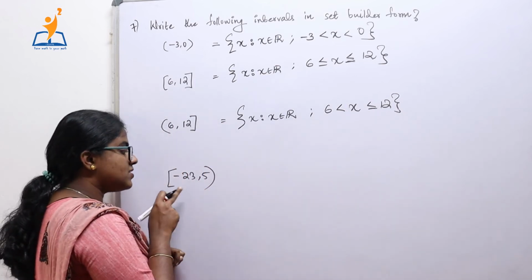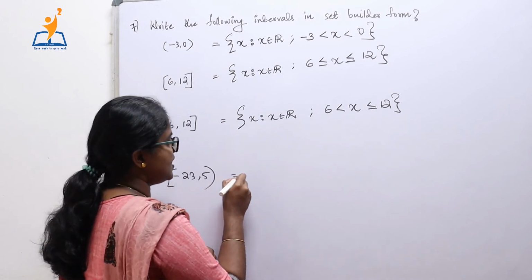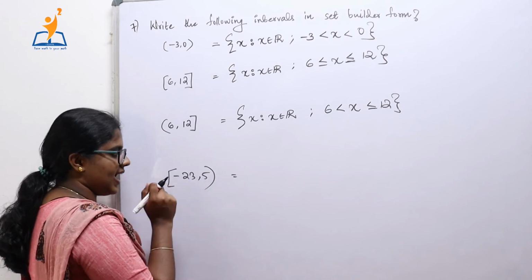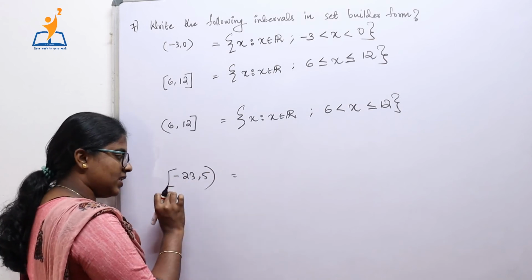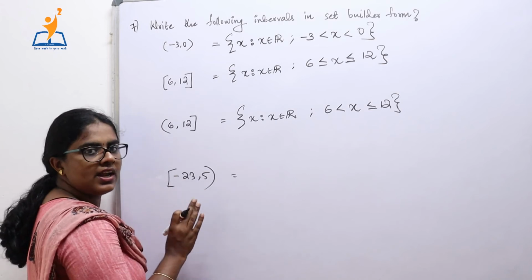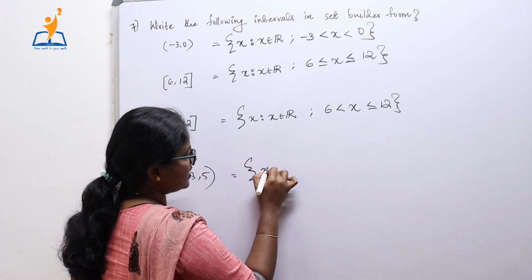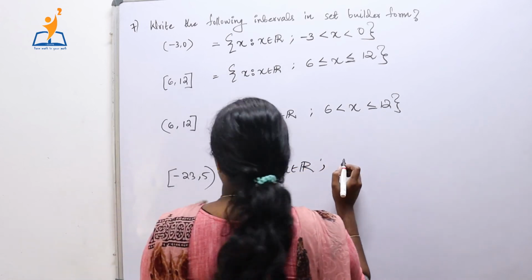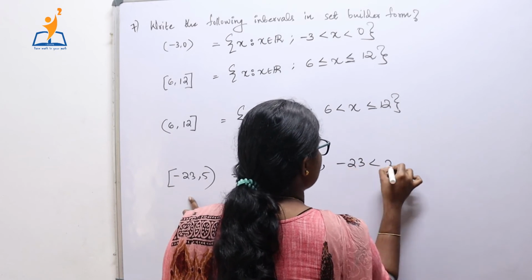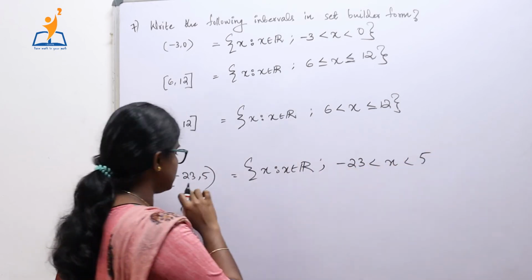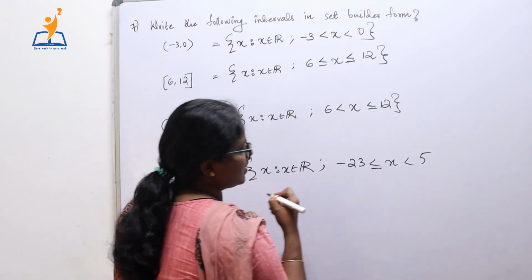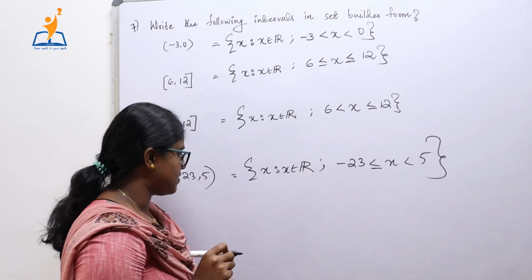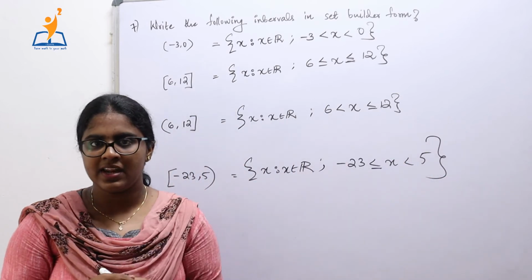Now closed -3, open 5, which means we need all the real numbers between -3 and 5, but we need -3, but we do not need 5. So it contains all the x such that x is a real number, and we need all the real numbers between -3 and 5. We also need -3, so -3 less than or equal to x less than 5. This is the set builder form of this particular interval.